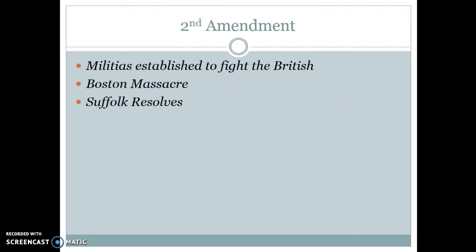So some of the historical foundations for this is that militias were established to fight the British, the Boston Massacre, in which of course American citizens were killed by British soldiers, and also the Suffolk Resolves, where Massachusetts met in Suffolk and wrote a resolution that said that states should be able to form militias in defense of themselves, particularly against the British.